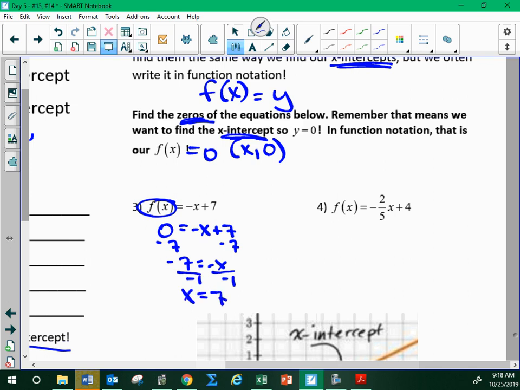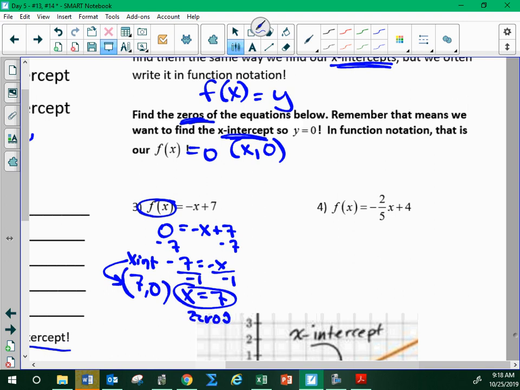X equals 7. And again, we want to write this. Sometimes we almost always write this as an ordered pair. When we're in our function notation, though, we're just solving for x. So if you're not sure, you can go ahead and put the point. This is an x-intercept. We'll write it as a point. Zeros, we typically just write as x.